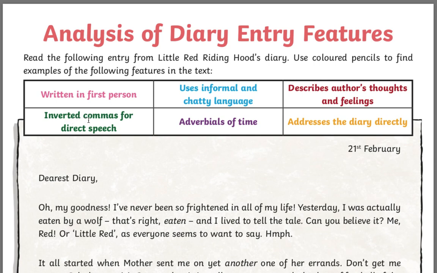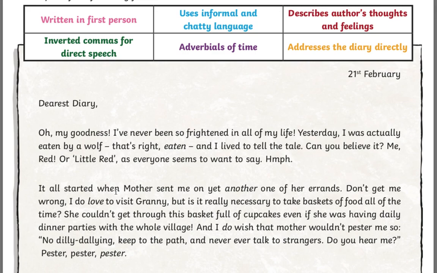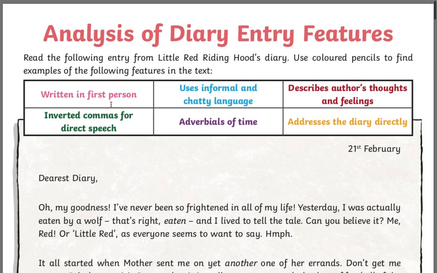Inverted commas for direct speech. So inverted commas are little lines that go around speech. Oh, sorry, kitten meowing at me. So then when you've found a bit of speech that's got those inverted commas around it, so here, no dilly-dallying, from there until where the speech closes, you need to colour that in green. Then adverbials of time, so bits that show what time these things are happening. And addresses the diary directly. So when you are actually kind of talking to the diary. So this one, first of all, is one of them. Dearest diary.